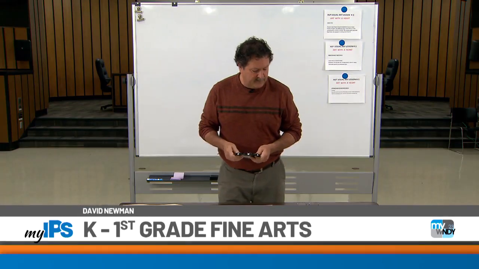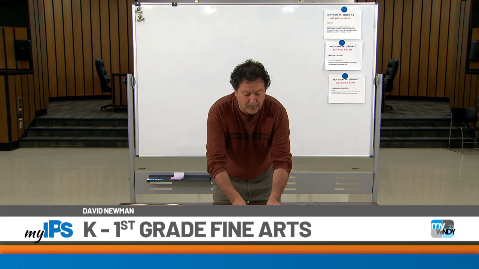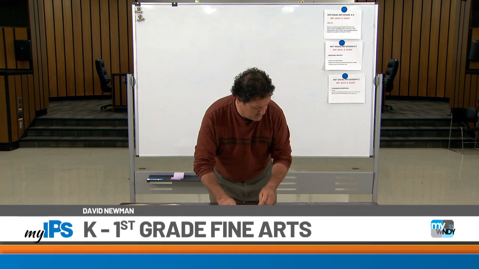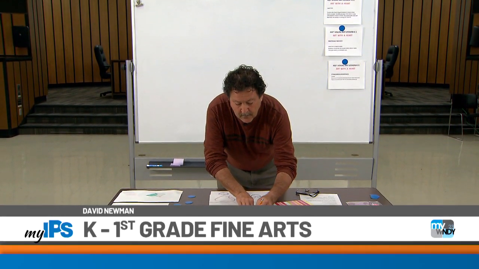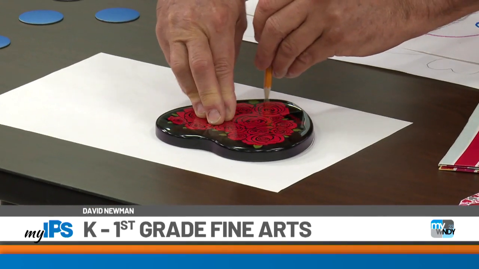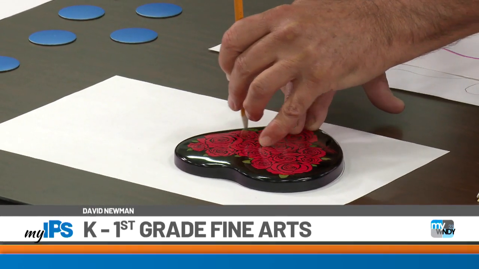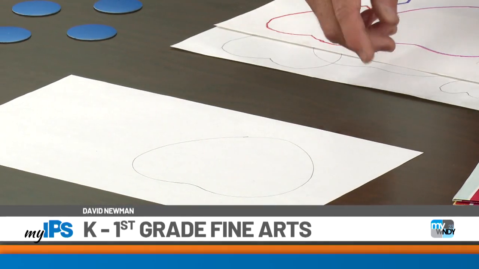So the first thing we're going to do is trace a few hearts. You want to put this on your paper, take a sharp pencil, trace all around the outside, and you have a heart shape.